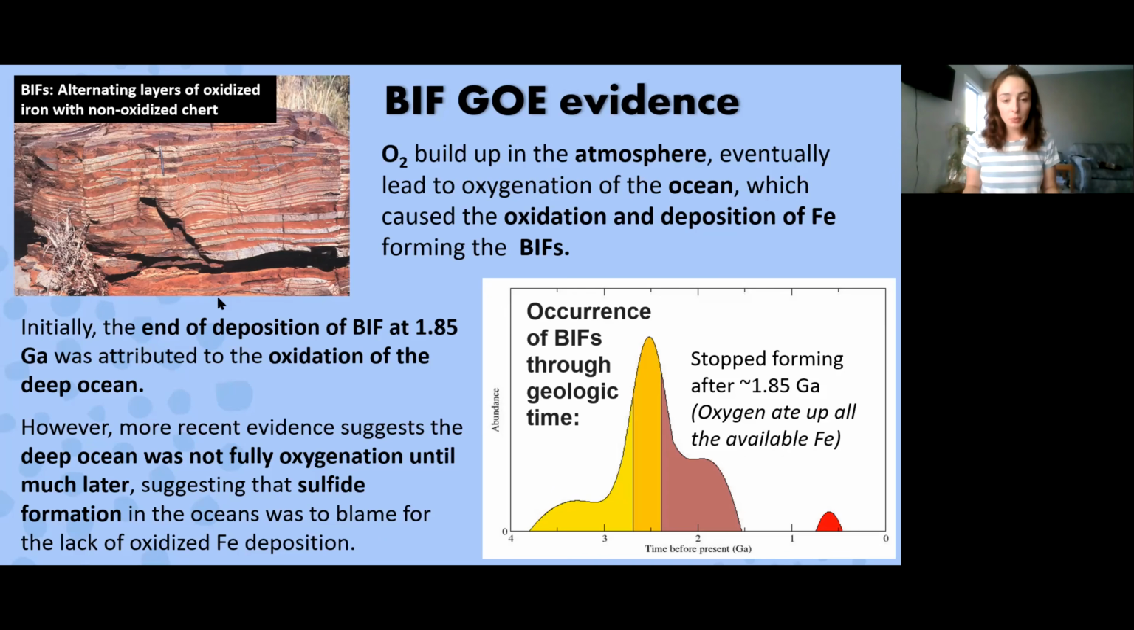So around 1.85 billion years ago, what was it that stopped the BIF formation? Well, now we think that sulfide formation is to blame for the lack of oxidized iron deposition after the GOE. I'm going to talk about this more after a few more slides, so hang on to that thought.